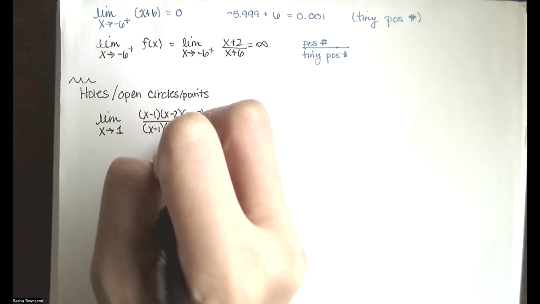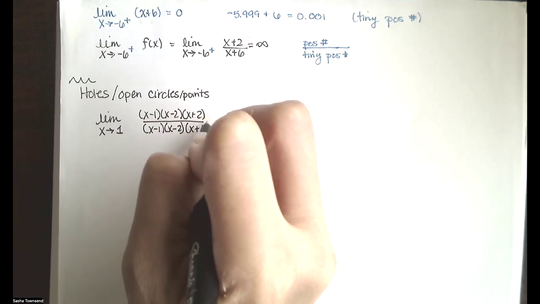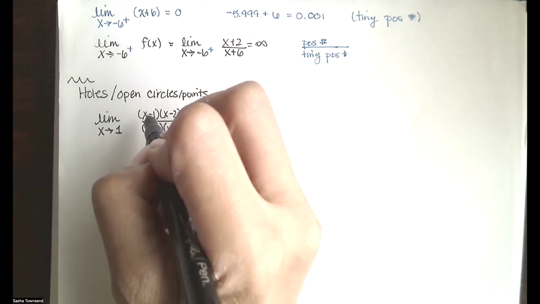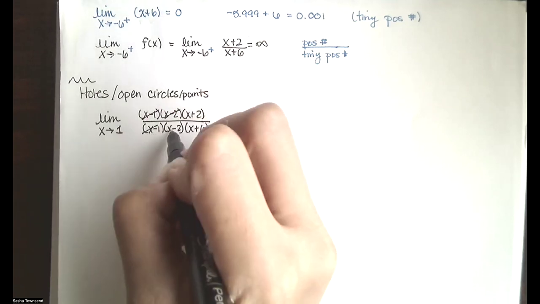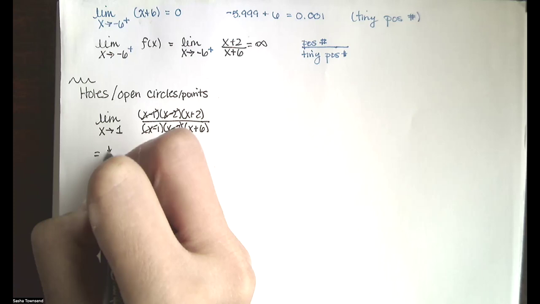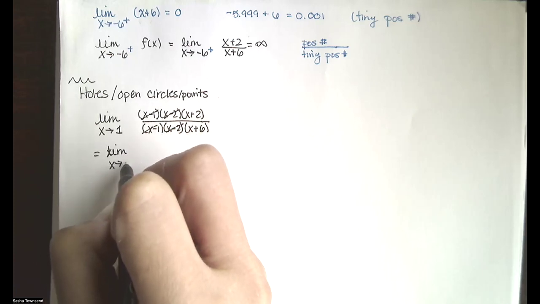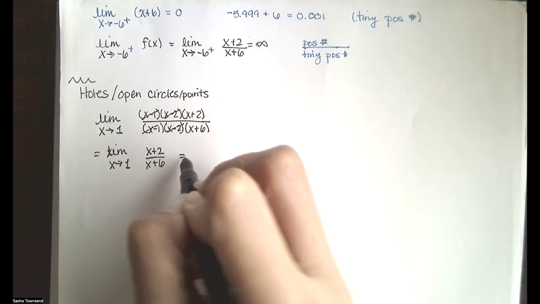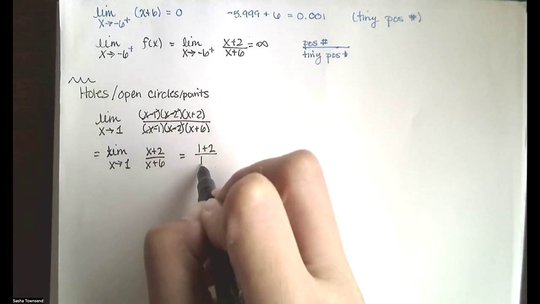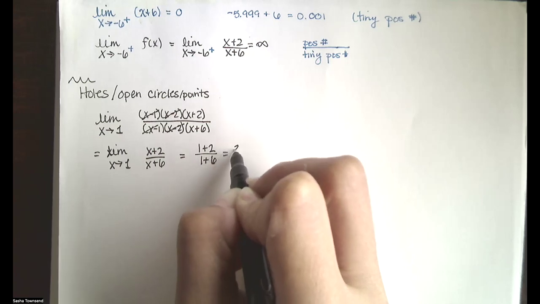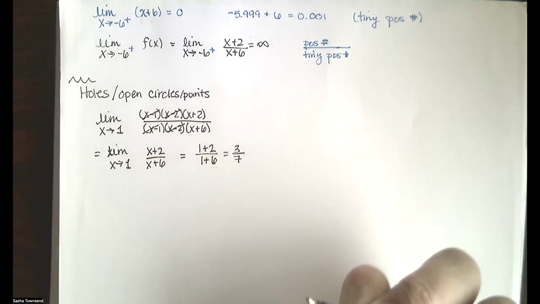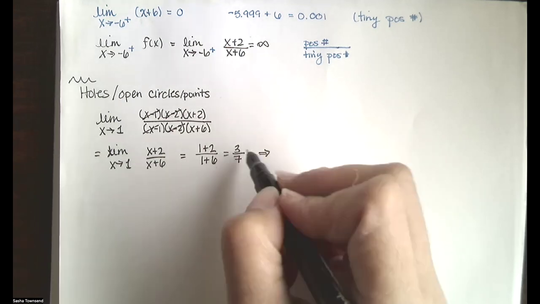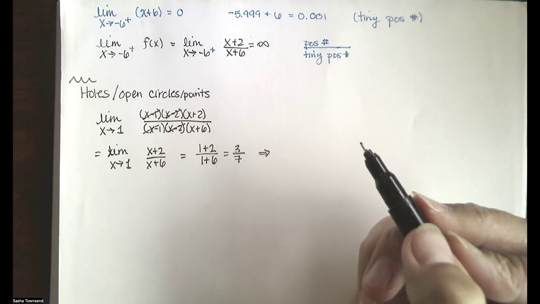I still like to write the factored form of the function just to remind myself I'm actually taking the limit of this function. Those reduce. So the limit of that function is equal to the limit of this continuous function. And then I can plug in the 1 for that continuous function. So I get 3 divided by 7 for the limit as x approaches 1. So the limit exists, it's finite, it's 3/7.